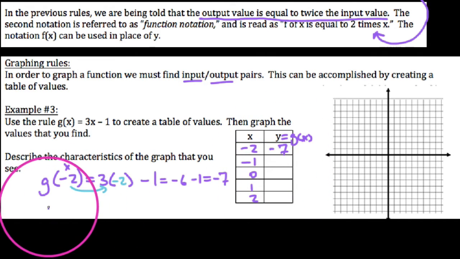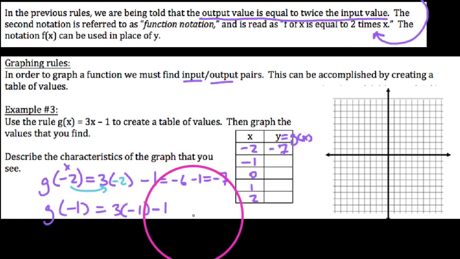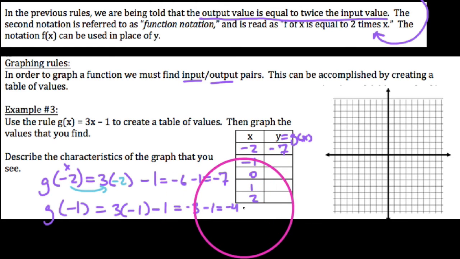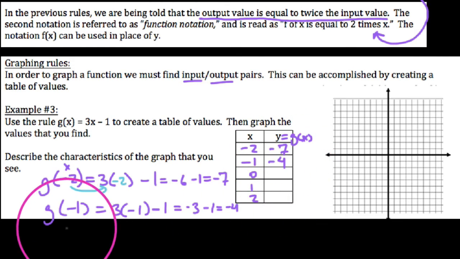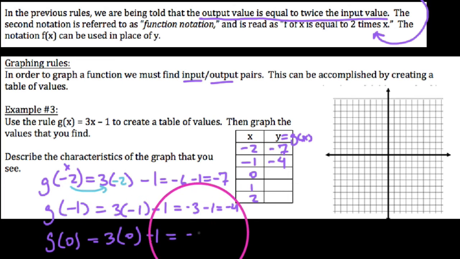So I'm going to go ahead and fill in the rest of these. For instance, g of -1 would just be 3 times -1 minus 1, which is -3 minus 1, which is -4. So we get -4 here. We say plugging in 0, one of my favorite things to plug in. As a matter of fact, when you plug in 0, it's going to eliminate that term right there. We just get left with -1.